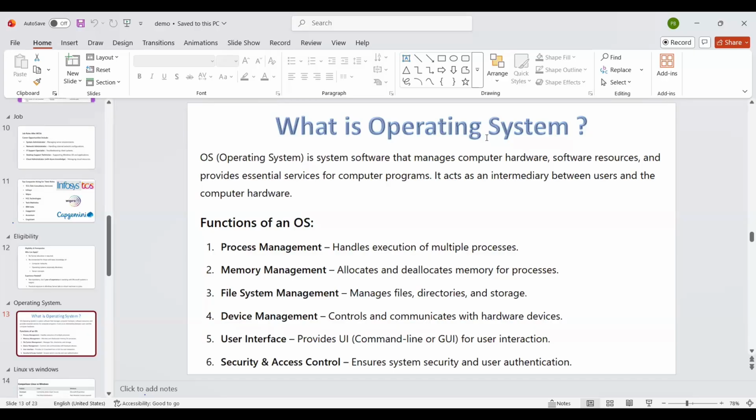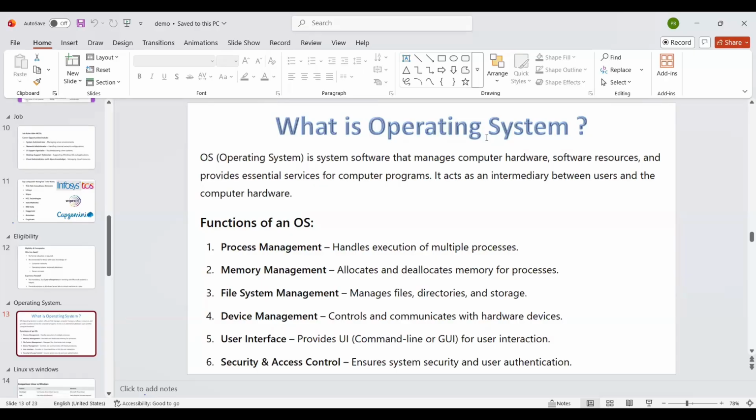So our operating system is a type of system software. We have different types of software: system software, application software, utility software. Basically, system software is the software responsible for overall activities, like our operating system. System software is responsible for managing the basic background processes and all our activities, and manages computer hardware. Our operating system manages computer hardware and software resources, and provides essential services for computer programs.